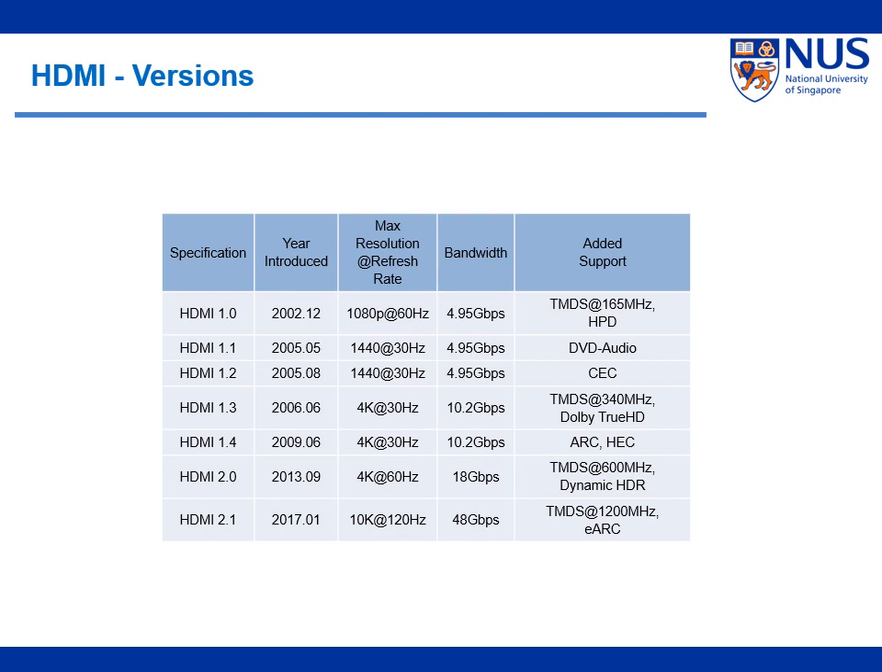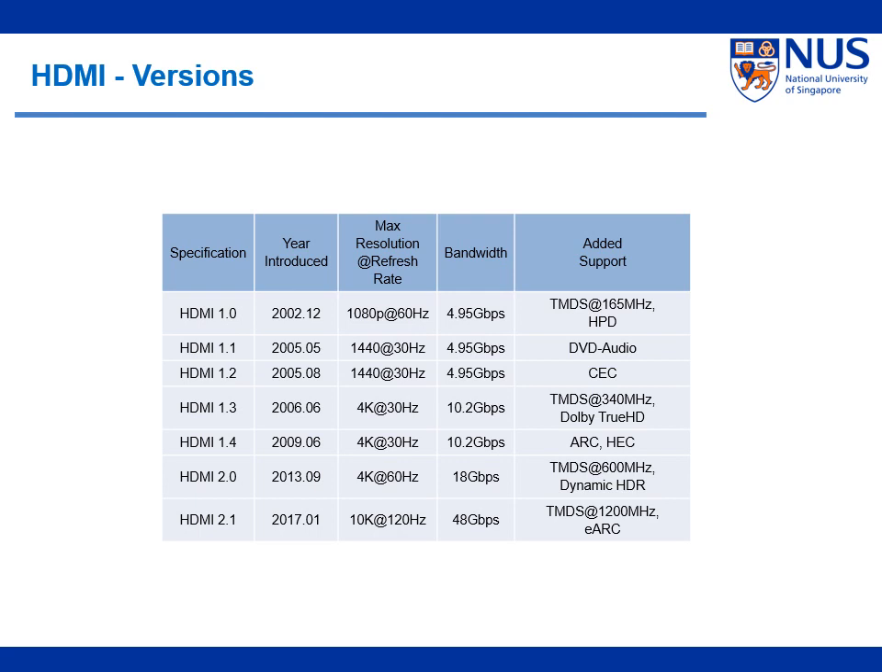Released in 2013, HDMI 2.0 increased support for 4K resolutions at 60 frames per second. It also increased the bandwidth capacity for audio and video, supporting up to 32 audio channels.